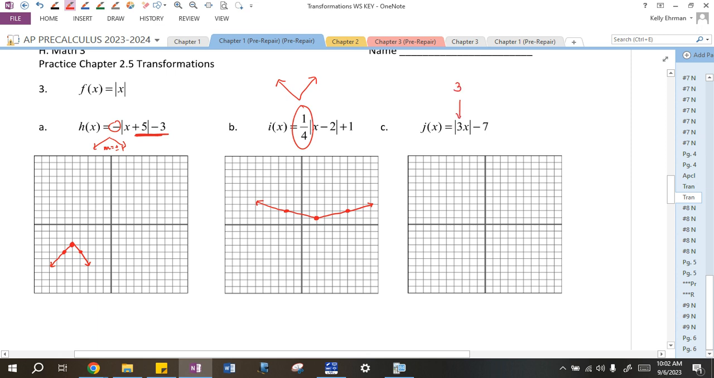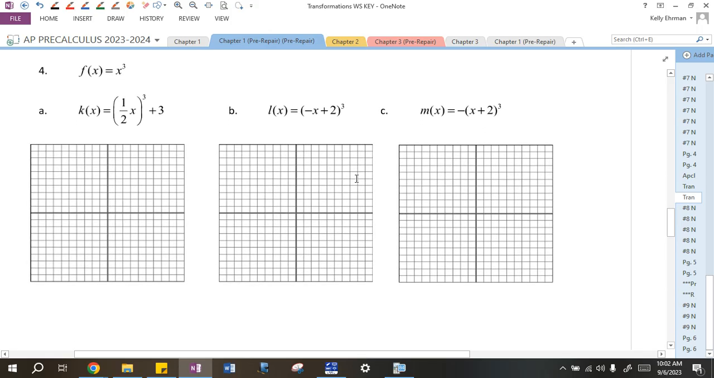I could have written this as 3 times absolute value x minus 7. It's the same thing. So I'm not going to think about dividing every x value by 3. I'm just going to say 0, 0, move it down 7. This graph should open up with a slope of 3 on either side. So absolute value graphs should be the fastest graphs that we have.